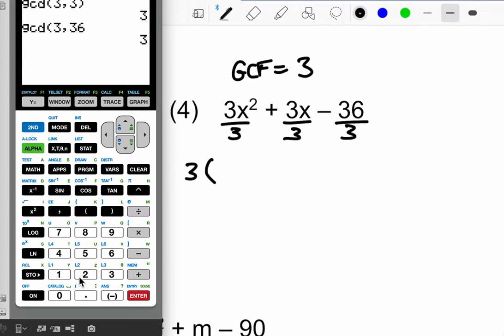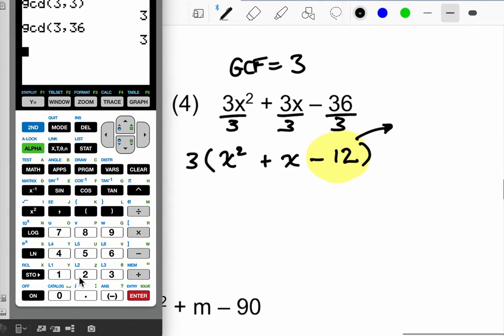Hang on to the 3. We get x squared plus x minus 12. So now I'm looking at this trinomial as if it's its own problem. All right? So I'm going to look at factors of 12. So, just do that off on the side here. Well, in this case, negative 12.